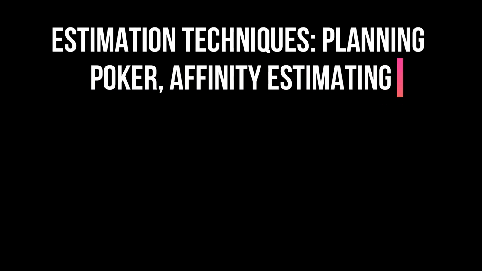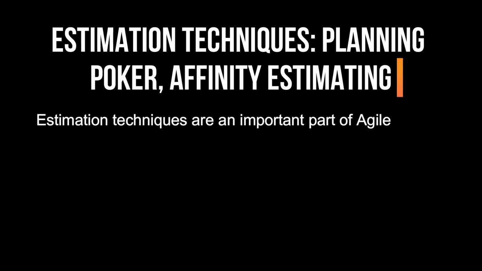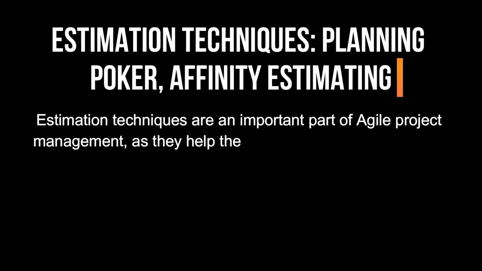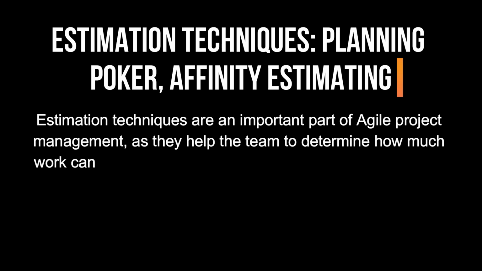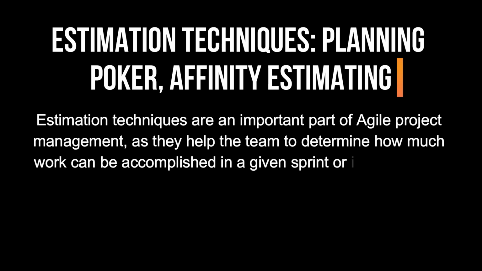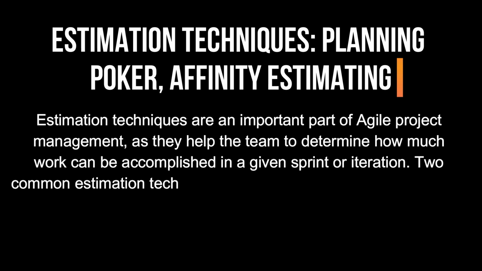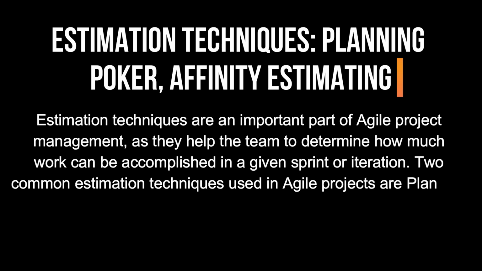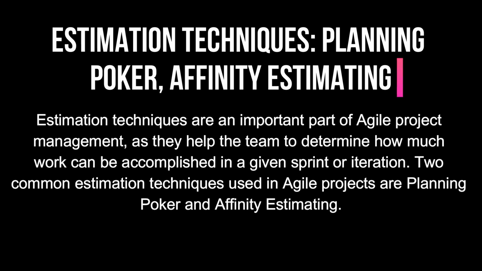Estimation techniques, planning poker, affinity estimating. Estimation techniques are an important part of Agile project management as they help the team to determine how much work can be accomplished in a given sprint or iteration. Two common estimation techniques used in Agile projects are planning poker and affinity estimating.